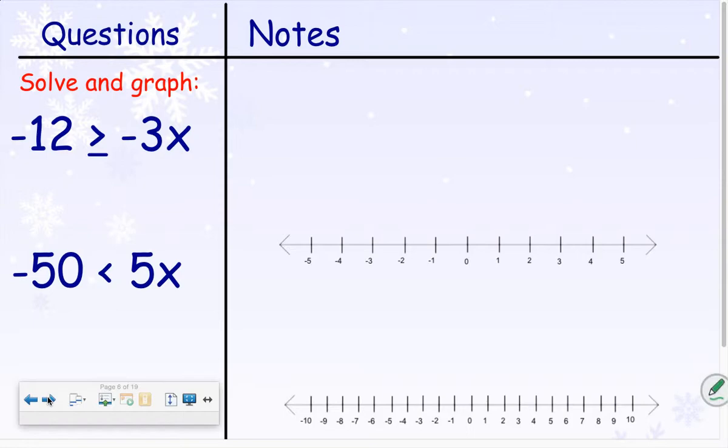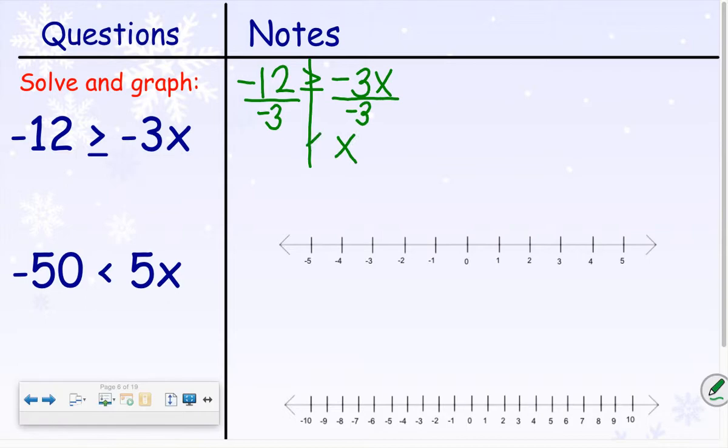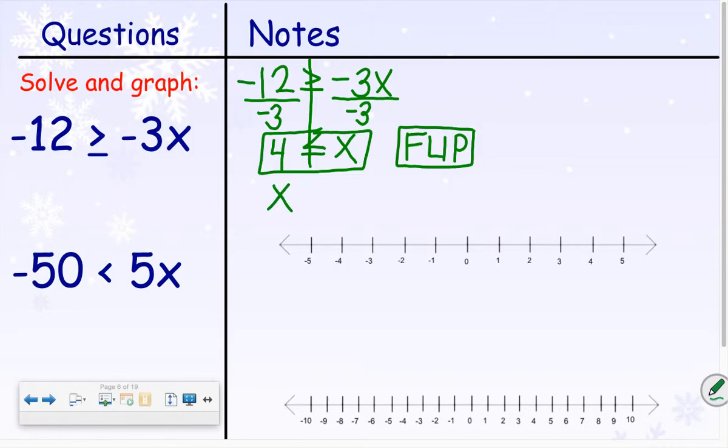All right. Negative 12 is greater than or equal to negative 3x. Divide both sides by negative 3. Since I'm dividing by a negative, I have to flip. Negative 12 divided by negative 3 is positive 4. But I also need to rewrite this one. So I'm going to put the x on the left, the 4 on the right. I'm going to write over here that I'm rewriting.